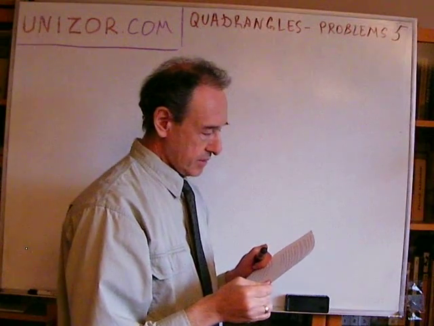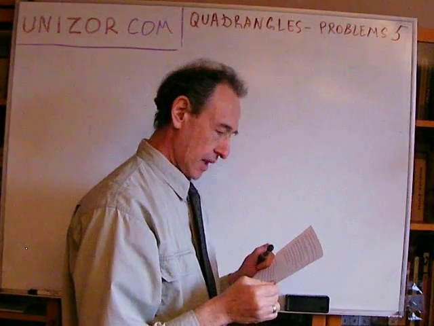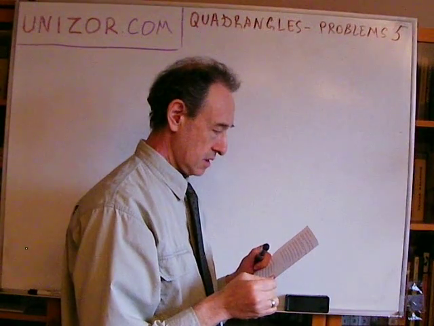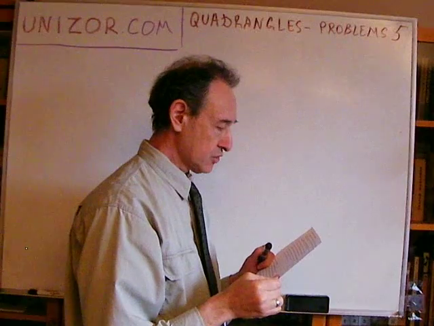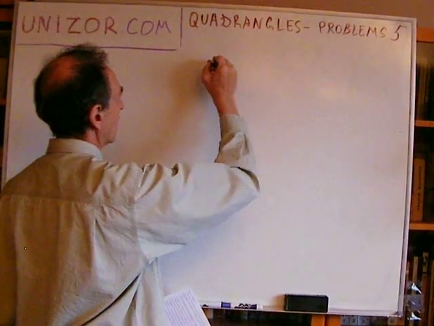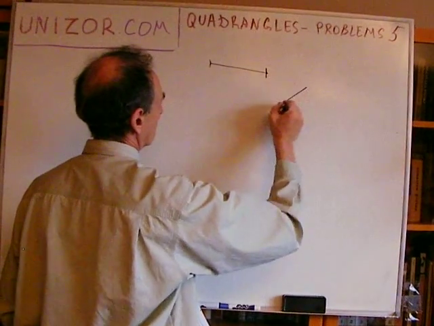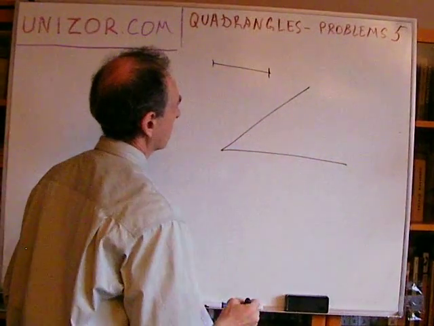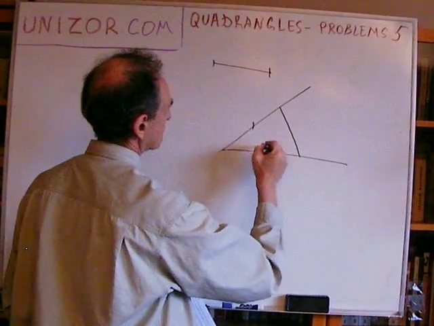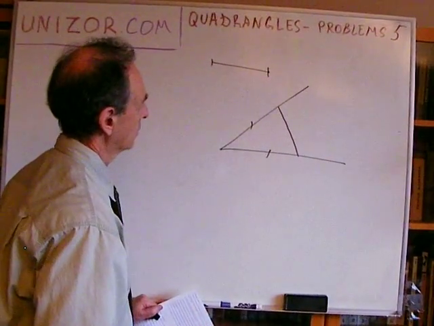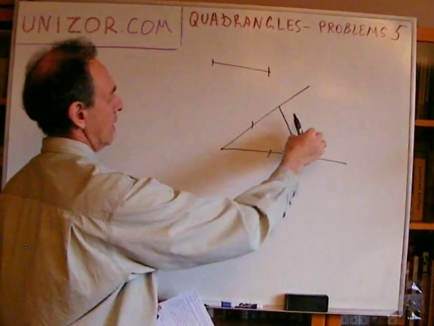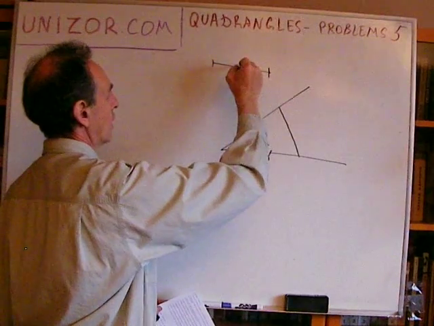Position a given segment between the rays that form a given angle so that the segment between an angle's vertex and each of two ends of this segment are congruent. Alright, so again, we have a segment, we have an angle, and we have to construct it in such a way that these two segments are congruent to each other. And this is still congruent to our segment.